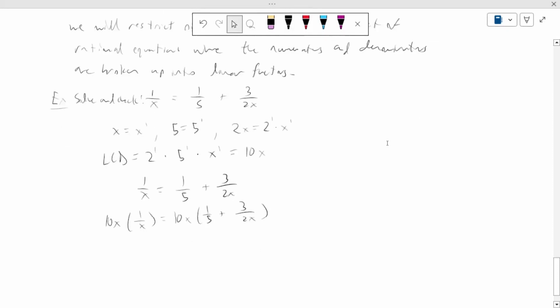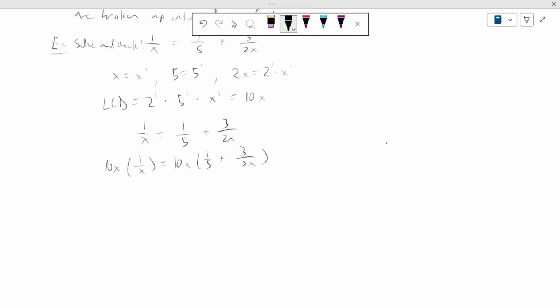Okay. On the left-hand side here, I'm multiplying by x, but I'm also dividing by x, so they're going to cancel to 1, right? So I'm just going to be left with 10 over here, right? 10 times 1 is just 10, okay? On the right-hand side, I got to distribute. Don't forget to distribute, all right? So I have 10x times 1/5 plus 10x times 3 over 2x, okay?